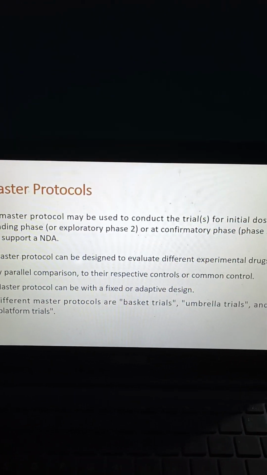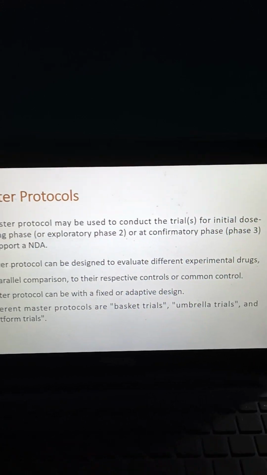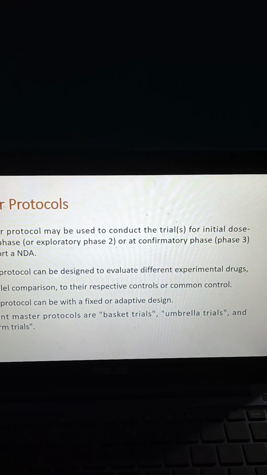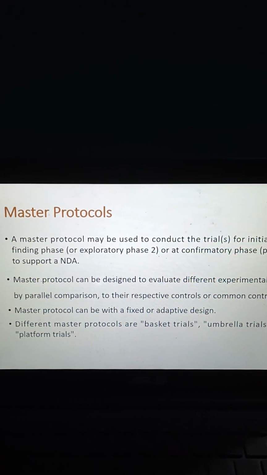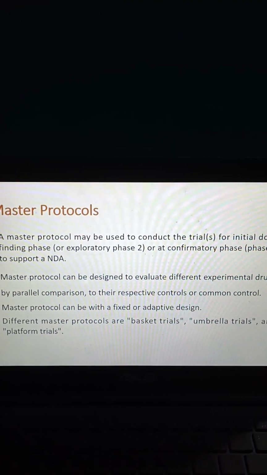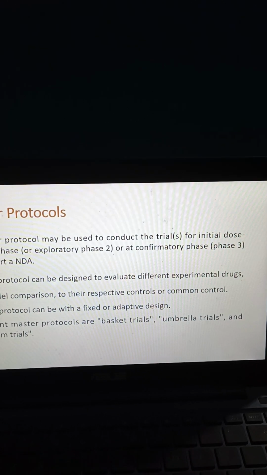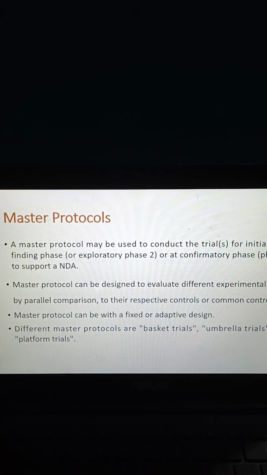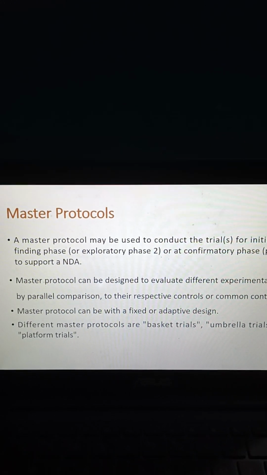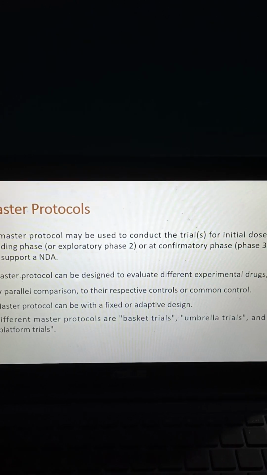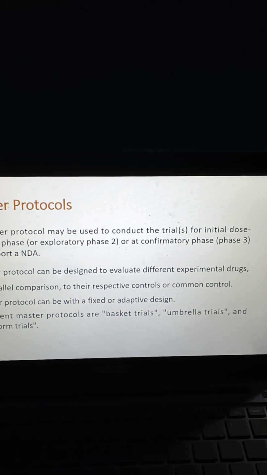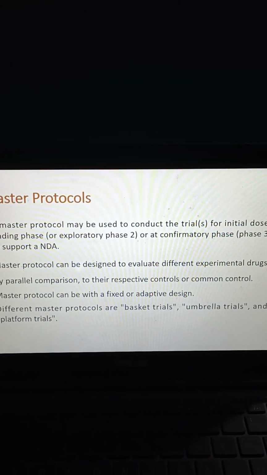A master protocol may be used to conduct the trials for initial dose finding phase or exploratory phase 2 or at confirmatory phase 3 to support a NDA, that is new drug application. Master protocol can be designed to evaluate different experimental drugs by parallel comparison to their respective controls or common control. Master protocol can be with a fixed or adaptive design. Different master protocols are basket trials, umbrella trials, and platform trials.